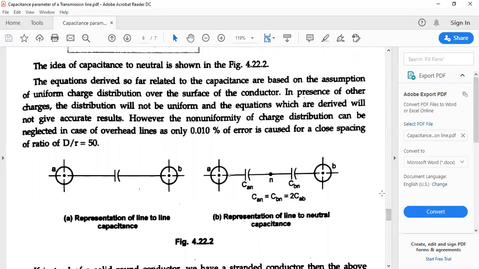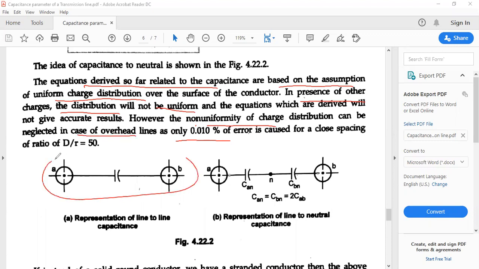So next one, the equations derived so far are based on the assumption that there is a uniform distribution of charge on the surface of the conductor. In the presence of such charges, the distribution will not be uniform, and the equations will have slight changes. You will have a non-uniformity of charge distribution, which can be neglected in the case of overhead transmission lines.